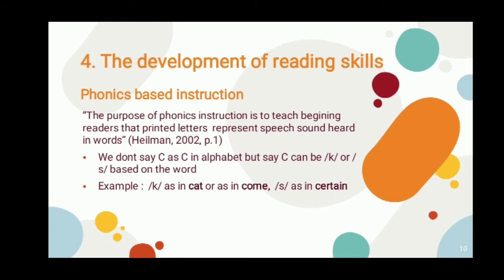There are two ways to develop the young learner's reading skill. First, we can develop the reading skill of young learners by phonics-based instruction. The purpose of phonics instruction is to teach beginning readers that print letters represent speech sounds heard in words (Hellman, 2002). Phonics-based instruction makes it easier for students to develop their reading because they will directly say the phonics rather than the letters.